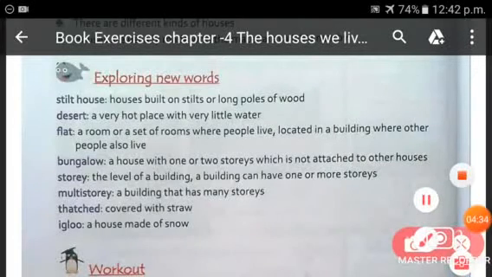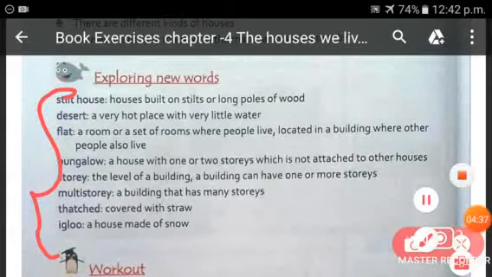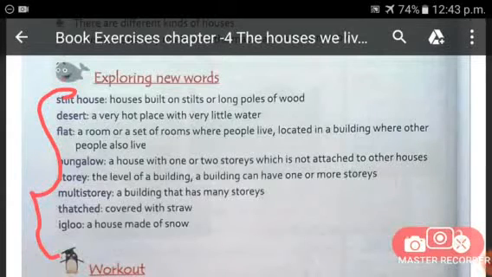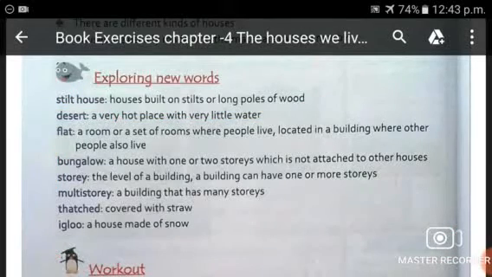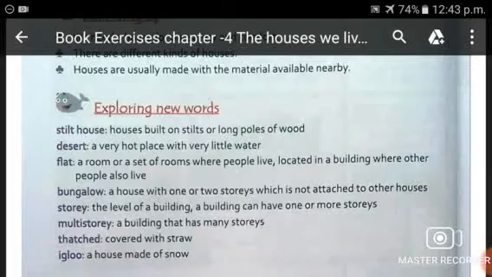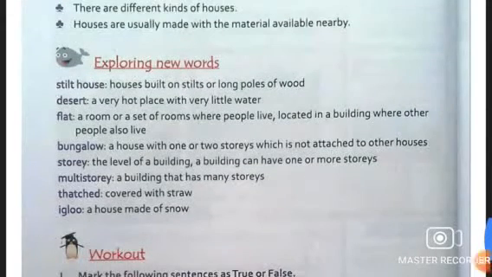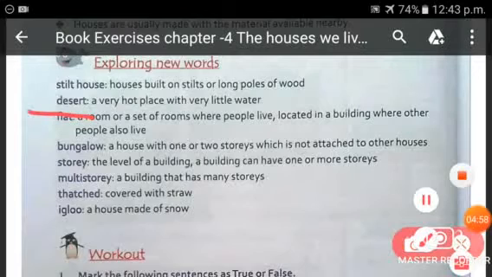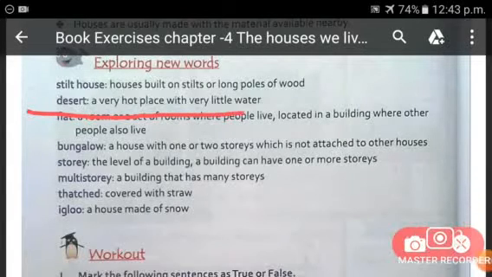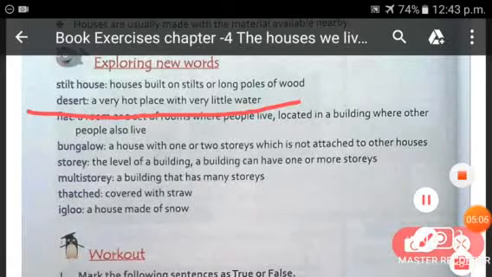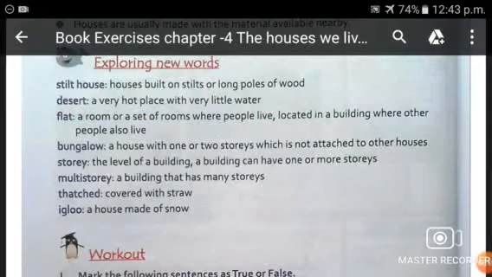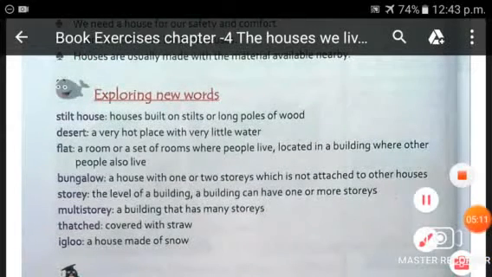Here the hard words of this chapter are given. The first one is stilt house. A stilt house means a house built on stilts, or long poles of wood. Next is desert. A desert is a very hot place with very little water, where the water level is very low and the climate is very hot.